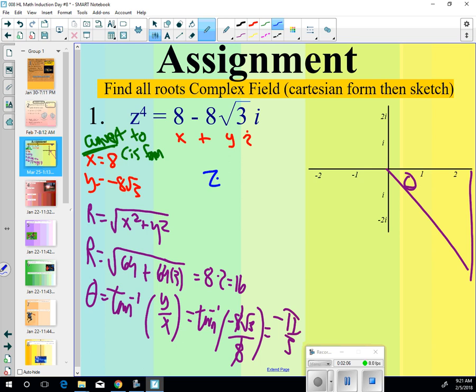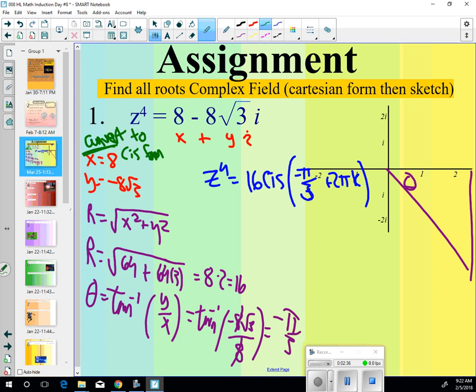So z to the 4th is going to be 16 cis. Now put parentheses, negative pi over 3. But don't stop at pi over 3. We're going to add 2 pi k. Remember that from last week? Emily, this is to get those wrapping functions, to get all the values. We're going to have 4 roots because it's z to the 4th. So this plus 2 pi k will help us find the other ones.